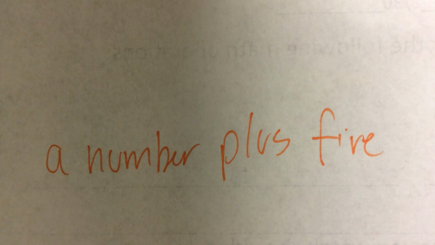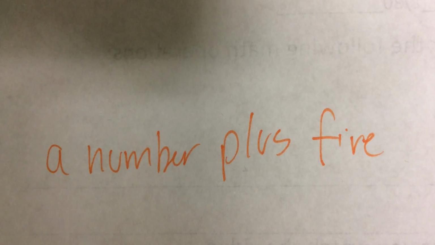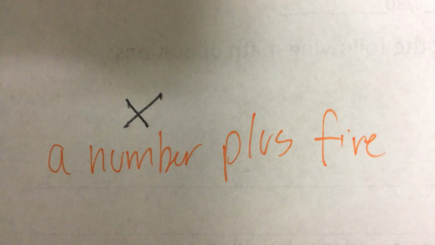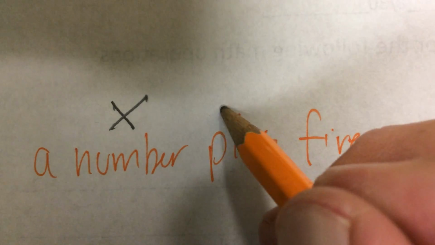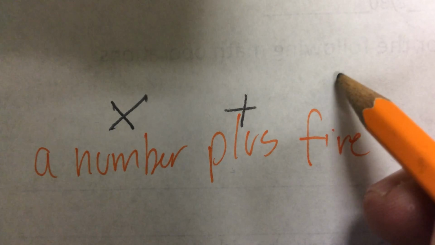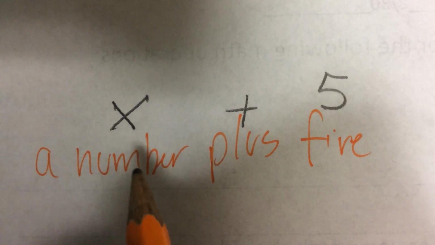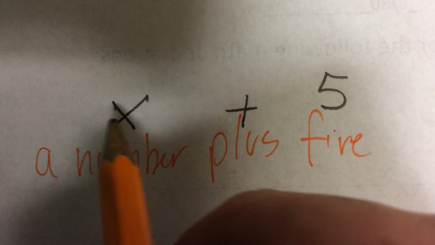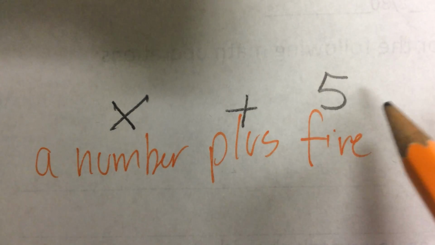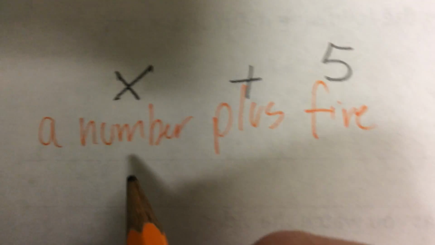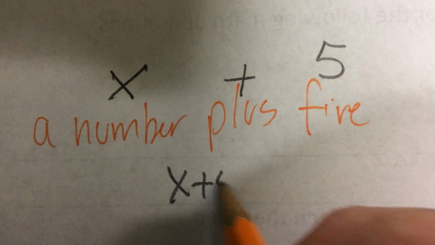Well, when we were doing that, I asked you to annotate what you were writing as you read it. So a number could be represented with a variable like an x, plus would be a plus sign, and then 5 is just a number, so you just write it. And you can see as you do this, as you're annotating while you read, you are writing out the expression. So these words could be translated into x plus 5.